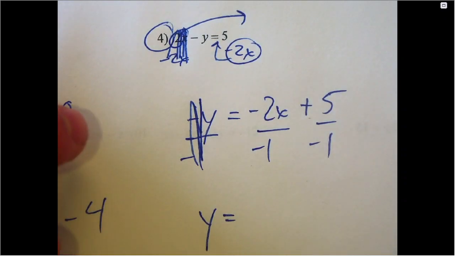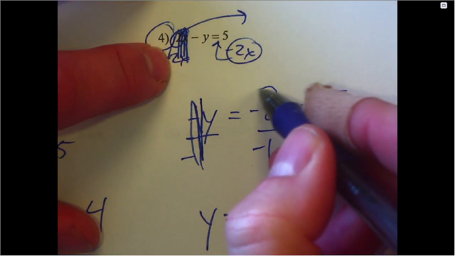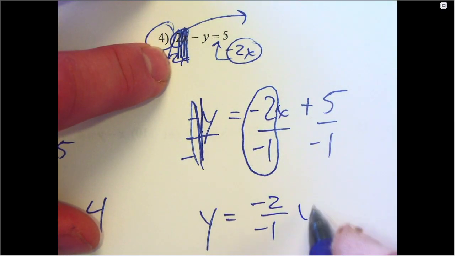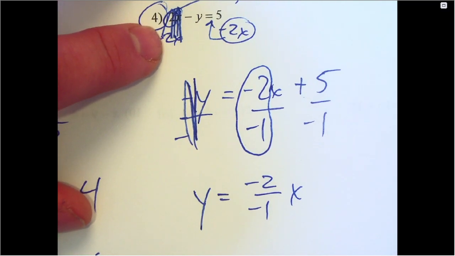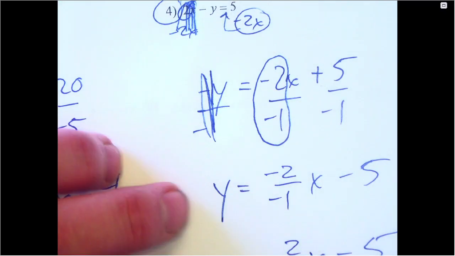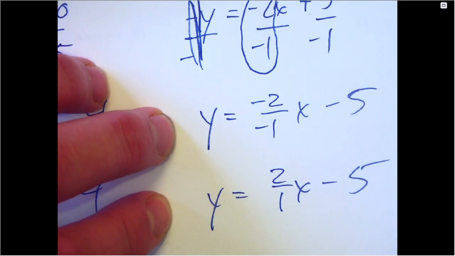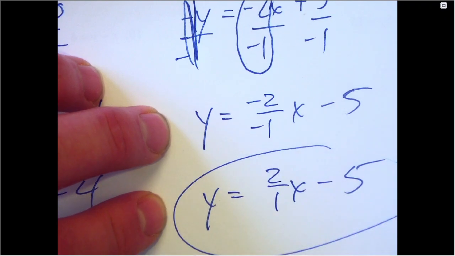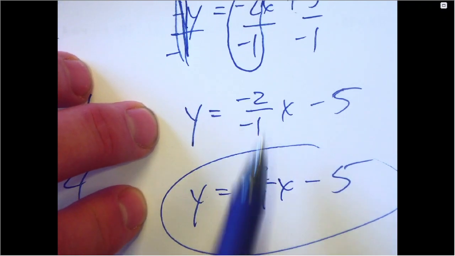Those will cancel. And then we pull out this fraction and write it in front. So you could write it as -2 over -1 times x if you want, and then this will be -5. Or you might have canceled the negatives and written that. Both of those are legitimate answers. To me, this is a lot less confusing because there's just less stuff going on, but it's up to you. These are both okay.